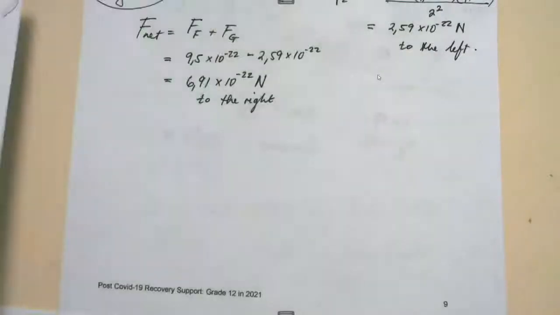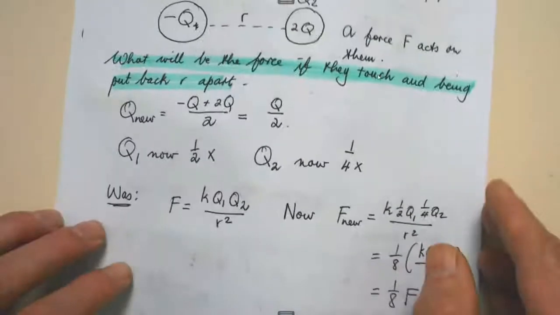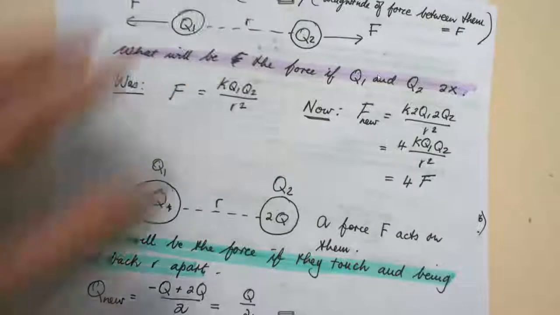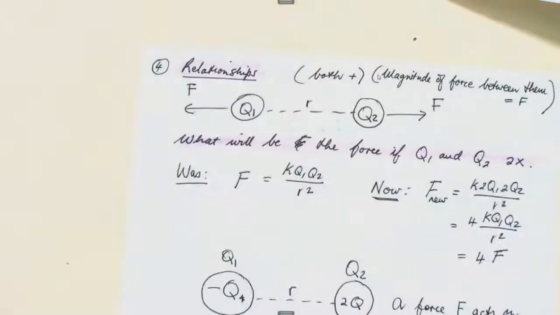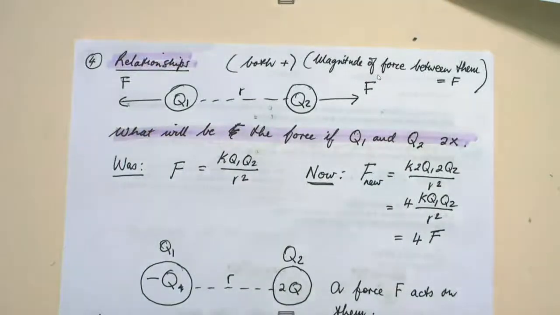Now if I go on, I've got another type of question you can expect to get. It will be the type of question that deals with relationships. So let's have a look at one. I'm saying here that I've got a charge Q1 and a Q2, and there's a force of repulsion because they are both positive, and the magnitude of the force between them is F.